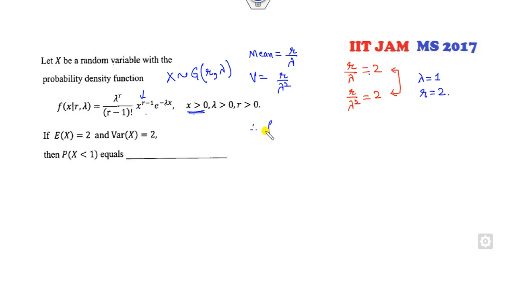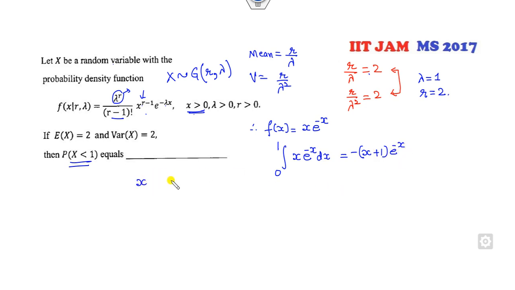So therefore, what is my PDF? Lambda is 1. So this is 1, 2 minus 1, 1 factorial is 1. This is x e raised to power minus x. Now you can find this value. Lower limit is 0. So 0 to 1, x e raised to power minus x. So can you integrate them? It's x plus 1 e raised to power minus x.